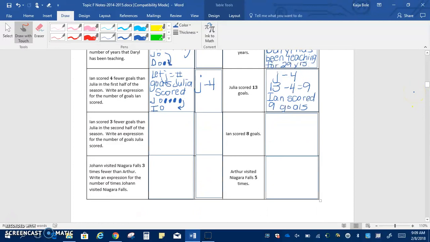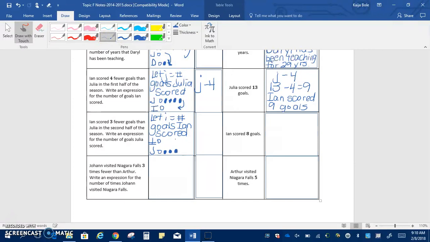Then the next one says, Ian scored 3 fewer goals than Julia in the second half of the season. Write an expression for the number of goals Julia scored. So now we're looking for Julia, so that means we're going to use an I for Ian. Let I equal number of goals Ian scored. We draw our pictures. We have an I for Ian, a J for Julia. Now, they each get 1 to start with, but now we know that Ian scored 3 fewer goals. So that means Julia scored more goals, so she gets 3 extra dots.